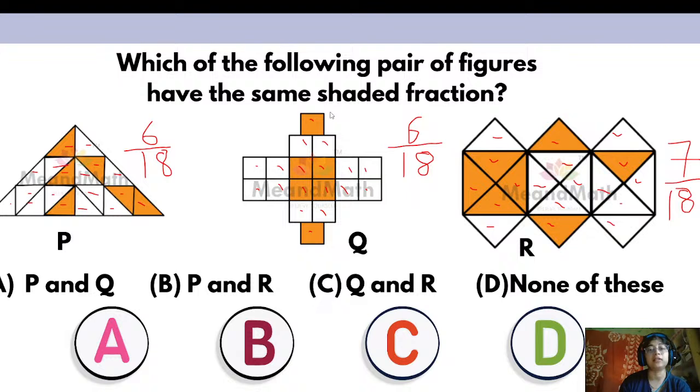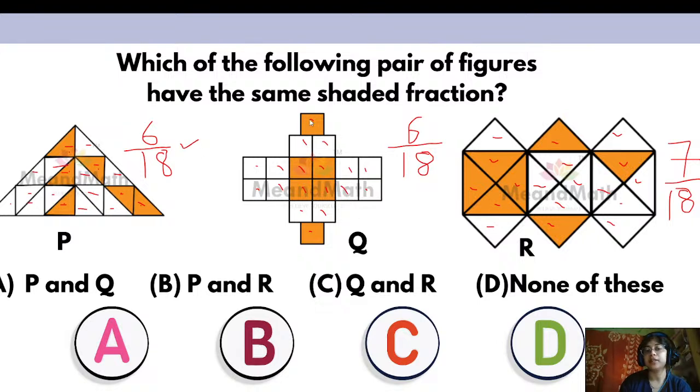But now we are going to check the numerator, that is the colored parts. So for P, we can see that 6 parts are colored. Okay, 1, 2, 3, 4, 5, and 6 parts are colored. So 6 is the numerator. The fraction becomes 6 by 18.